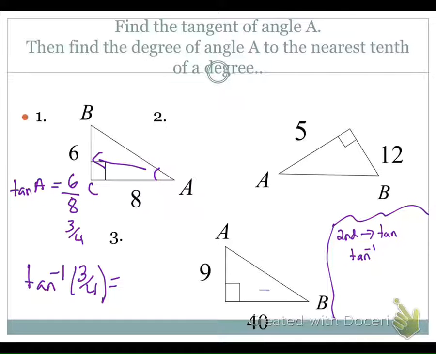I think I got 23. So what did you get? 36.9. You got to round it.